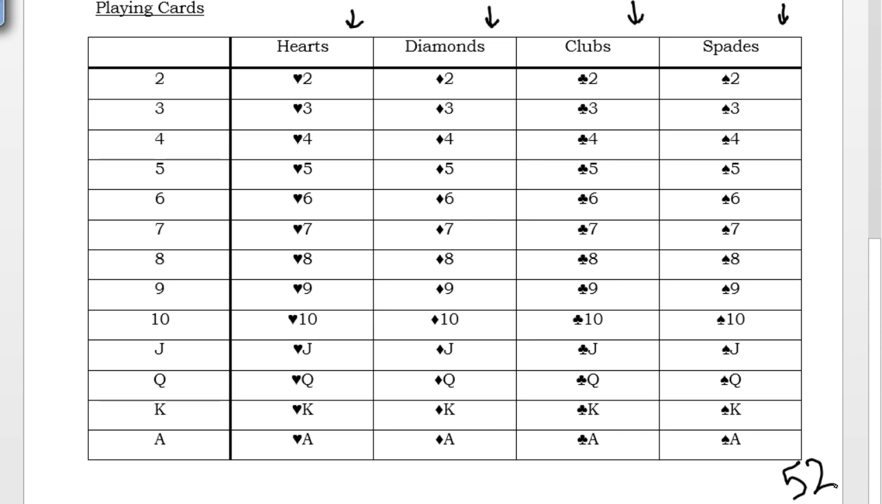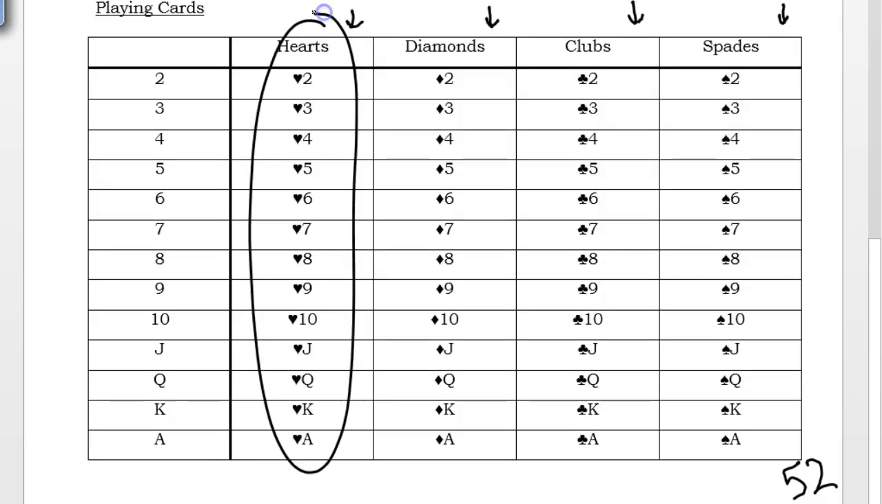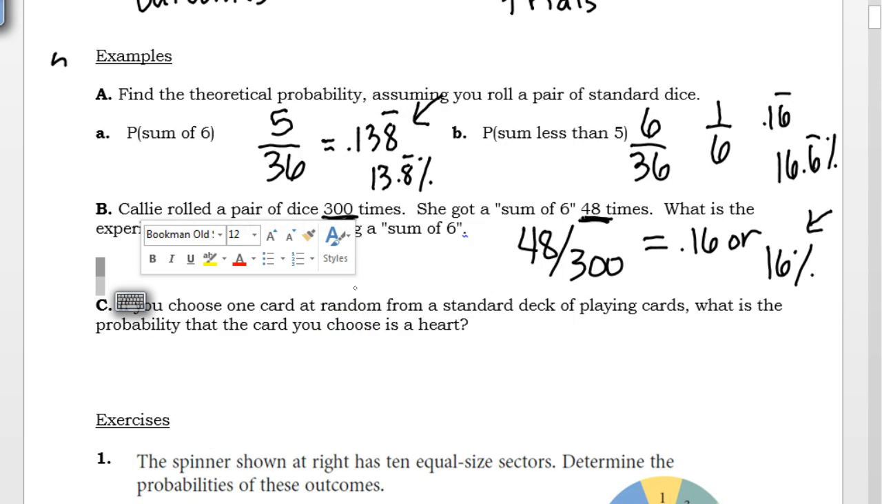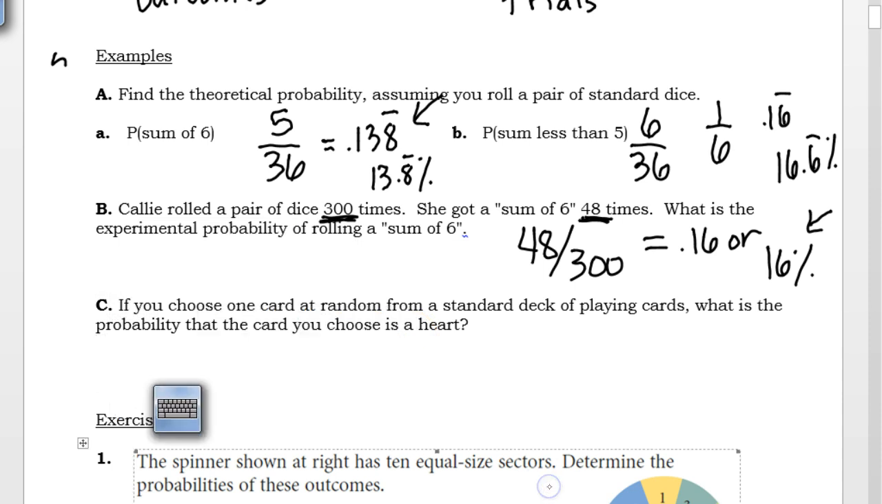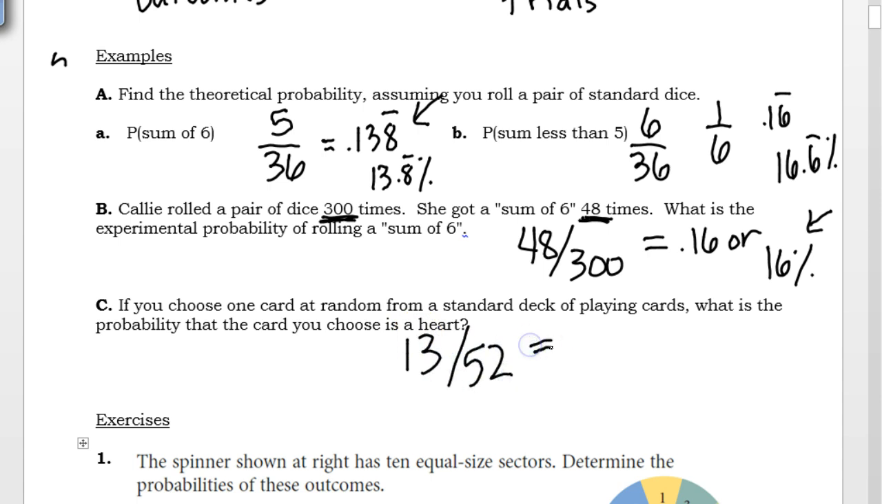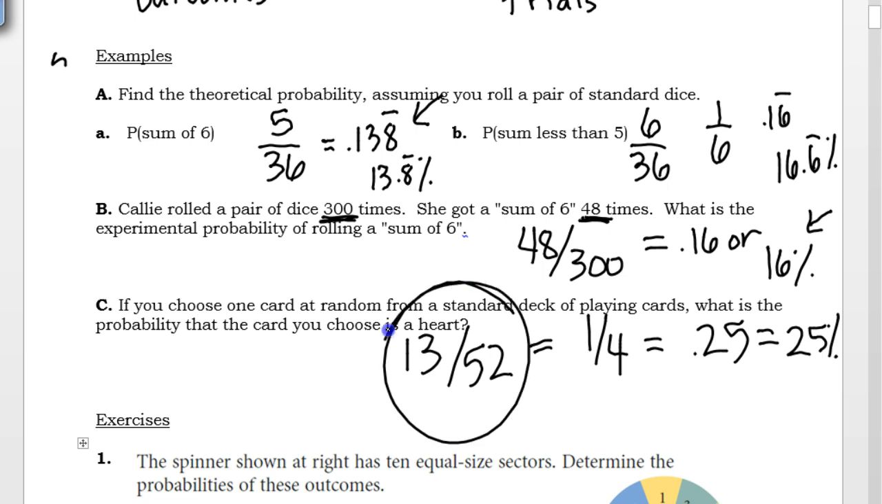The question asked specifically about hearts. Well, here are my hearts, and there are 13 of them out of the 52. We can reduce that to 1/4. We can switch that to a decimal. We can switch that to a percent, or we can just leave it a fraction. These are all correct answers.